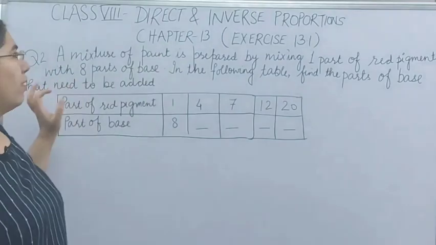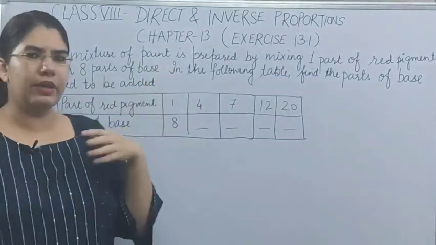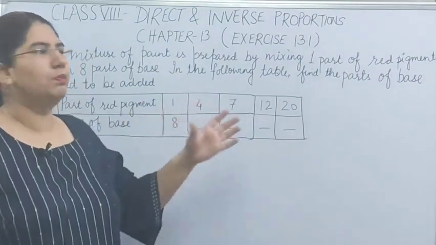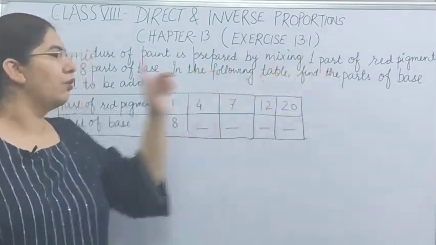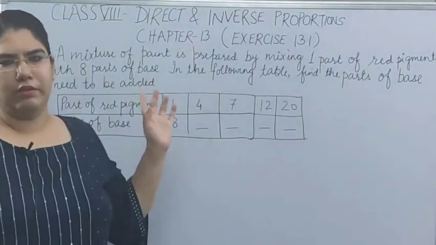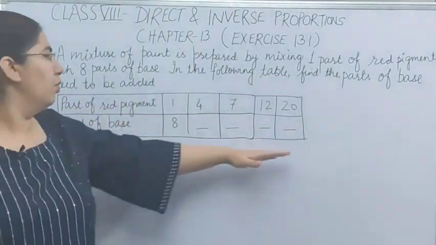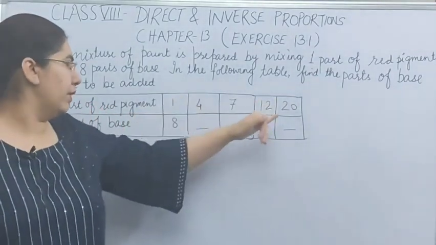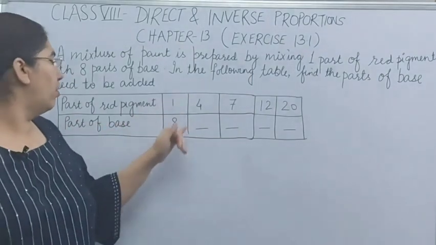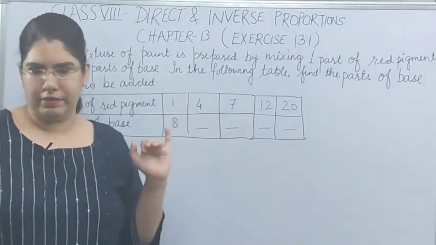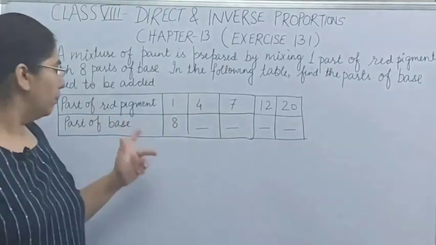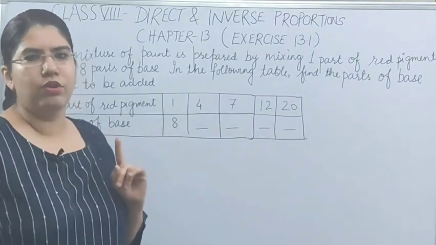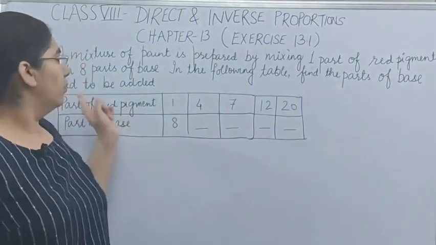So, here in this question you have been given that a particular shade of red is prepared by mixing 1 part of the red pigment with 8 parts of base, and you have to fill this table in which different quantities of red pigment are given, and we have to find out the corresponding quantities of the base color, right?